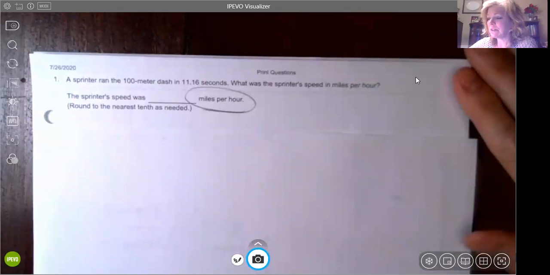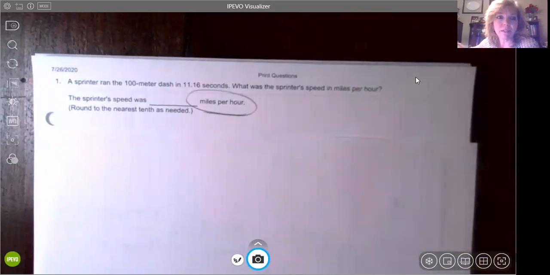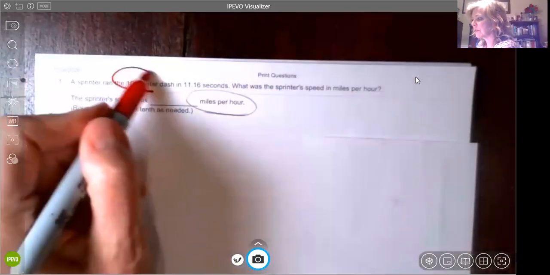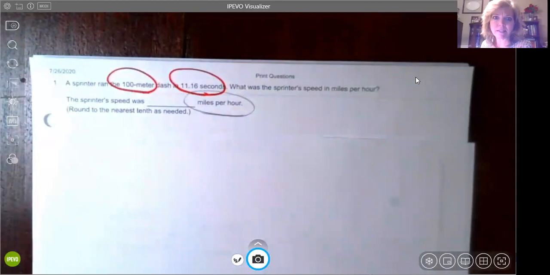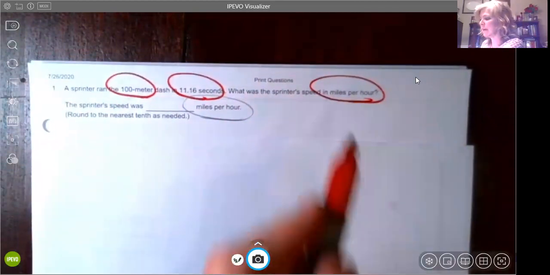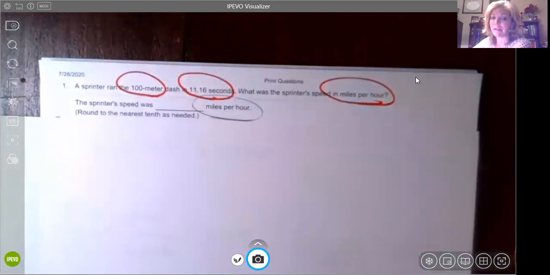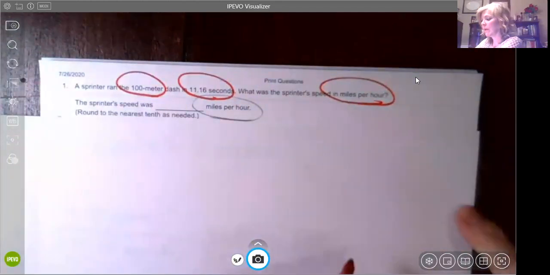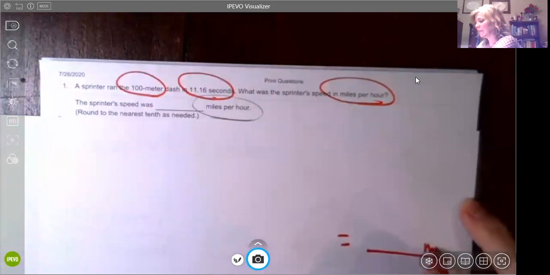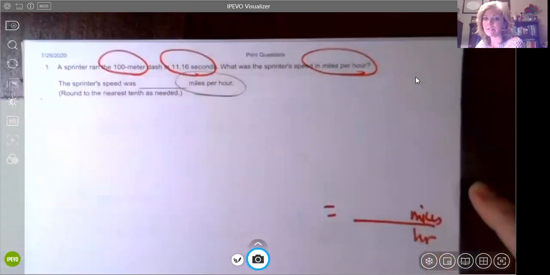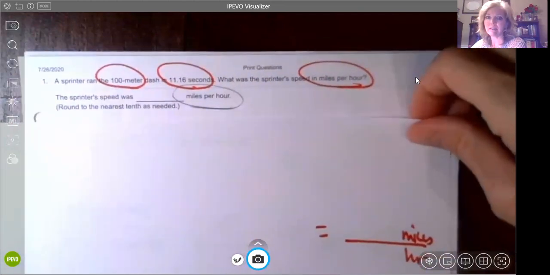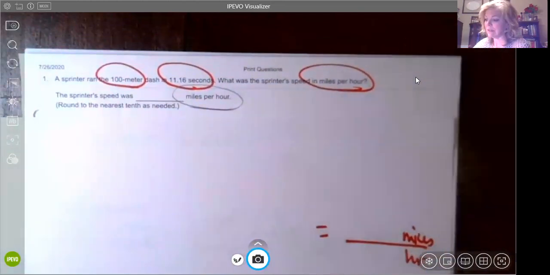So looking here on the screen, here's what my brain sees. It's talking about a sprinter, and the sprinter ran 100 meters in 11.16 seconds. What is the sprinter's speed in miles per hour? I'm actually going to turn my paper sideways. I see a couple of things in my brain. When I get done, I need something in miles per hour, and that's where I'm headed. That's the end. To get to the end, I've got to get rid of, add in legally, data.